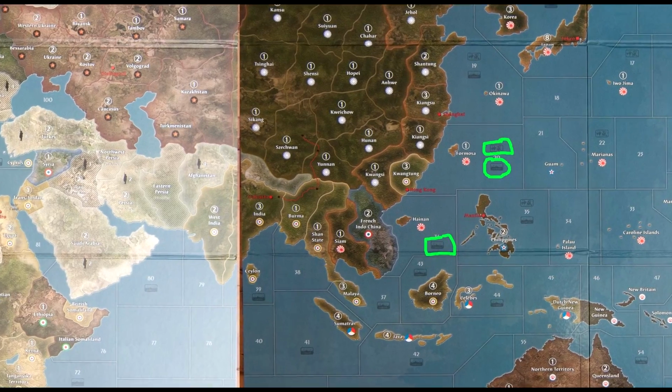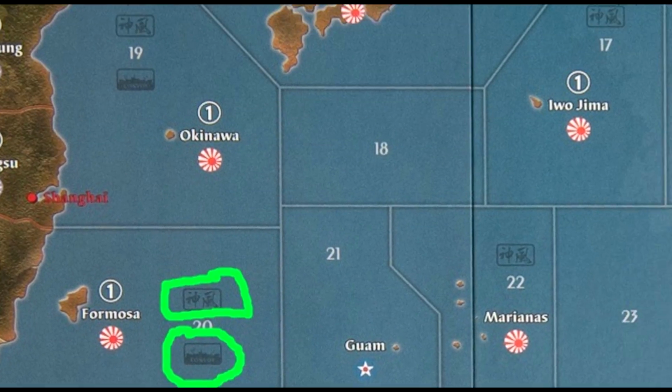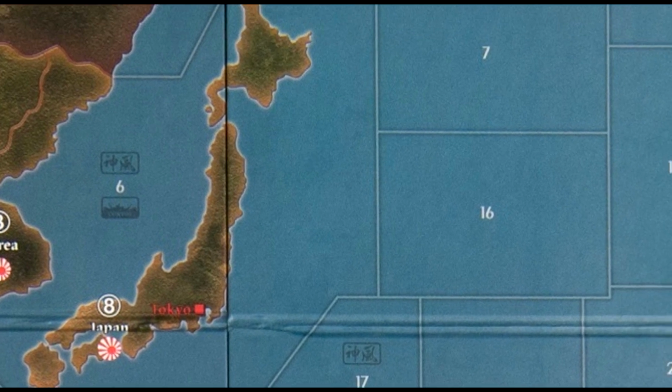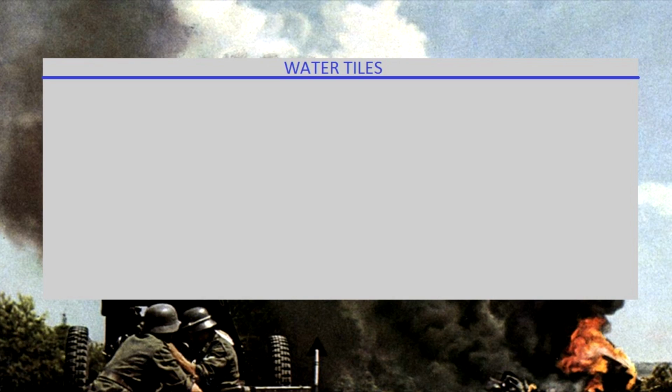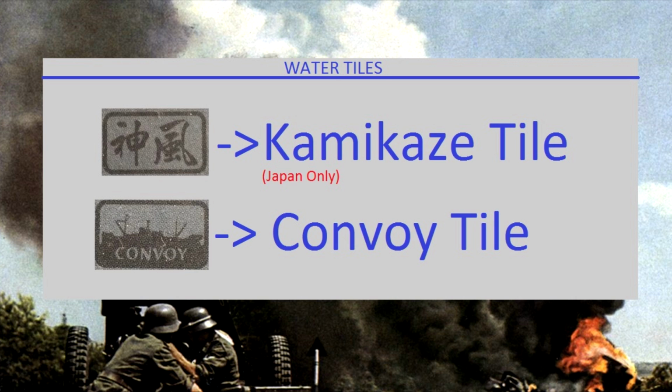Now, looking at the ocean tiles in this game, you might have noticed some strange black markings in specific water tiles, but not every water tile. The explanations for these are pretty simple. One of the water tiles is the kamikaze tile, while the other water tile type is the convoy tile. We'll talk more in depth about these later, but for now, all you need to know is that kamikaze tiles only apply to Japan, and convoy tiles affect the economy of nations. If you own land next to a convoy tile, you want to try to protect it to protect your nation.